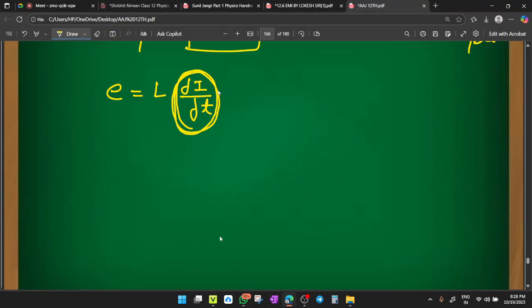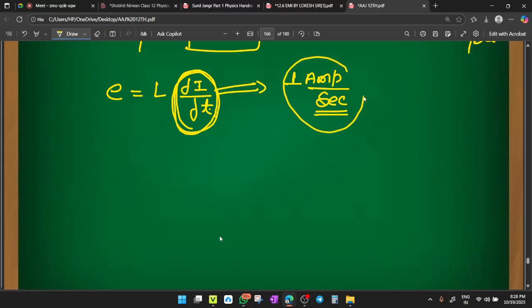So when the rate of change of current in the coil is 1 ampere per second, where the unit of current is ampere and the denominator is time, in seconds. So when the change of current is 1 ampere per second, E equals L into 1, so E equals L. Or you can write L equals E.